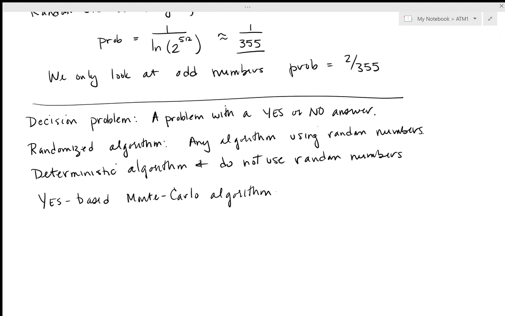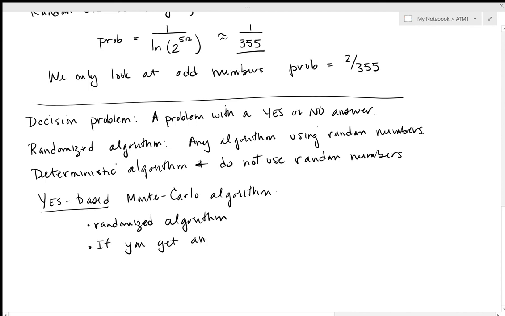Okay, what is this? We're going to notice here a yes-based Monte Carlo algorithm. It's going to be a randomized algorithm. That's the first thing. And if you get an answer of yes... Okay, so you're asking this yes/no question to your yes-based Monte Carlo algorithm. So this is a decision problem, and you're asking a question.